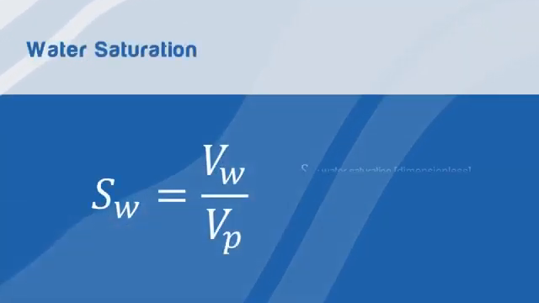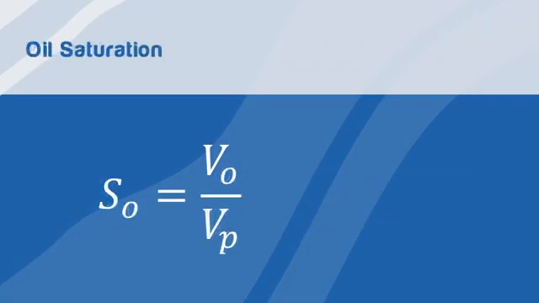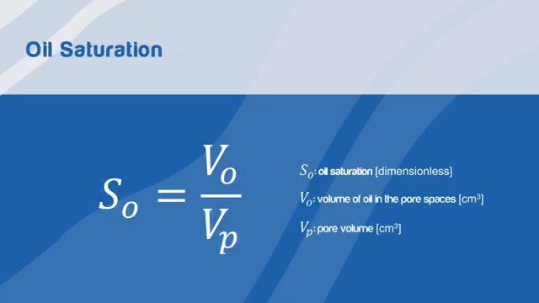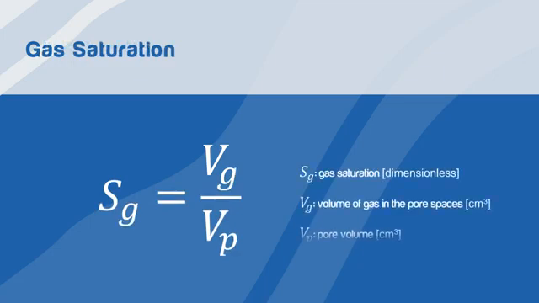Water saturation, SW, is the volume of water in a rock divided by the pore volume. Oil saturation, SO, is the oil volume divided by the pore volume. Finally, gas saturation, SG, is the gas volume in a rock divided by the pore volume.